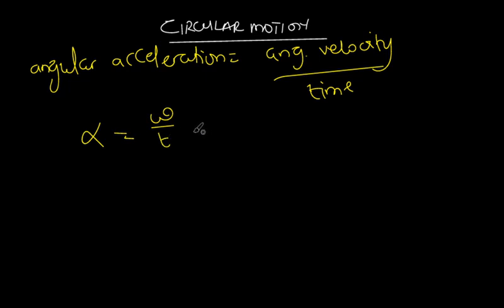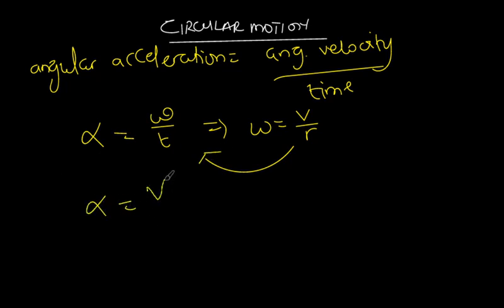Okay, now from what we just saw earlier on, we know that angular velocity is equal to linear velocity divided by the radius r. So if we substitute this into this, we have angular acceleration equal to what? Linear velocity divided by the radius times the time.